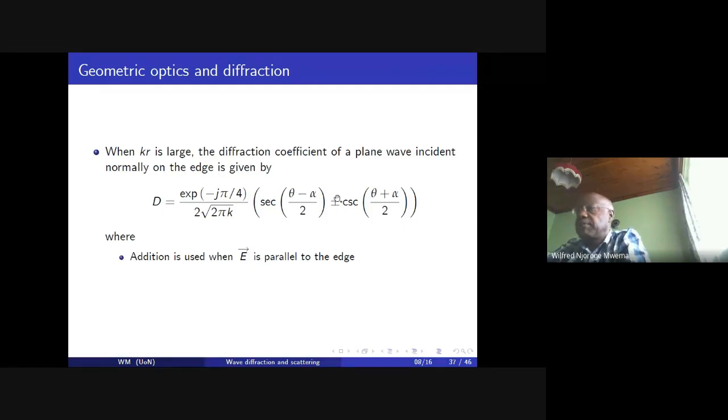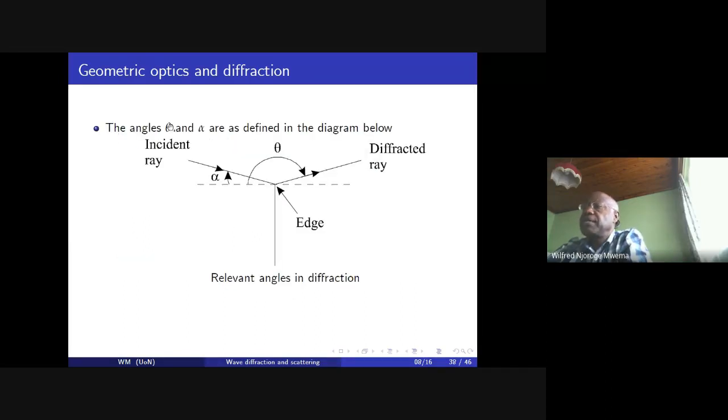So the addition here is used when E is parallel to the edge, and subtraction is used when H is parallel to the edge. The angles theta and phi are defined as shown here. That is, our incident ray is coming down, and we are measuring theta relative to the plane that contains the edge, and theta is the angle between that plane and the diffracted ray itself. So this is a little bit different from how we measure the normal incidence and so forth when we are dealing with refraction, diffraction and reflection.